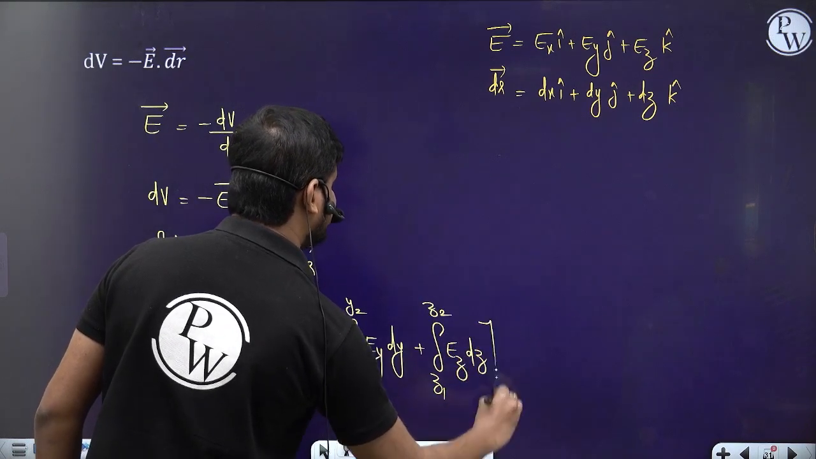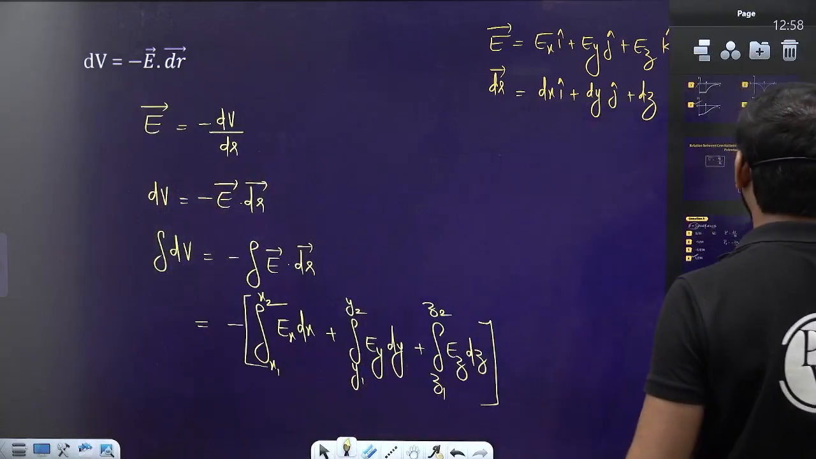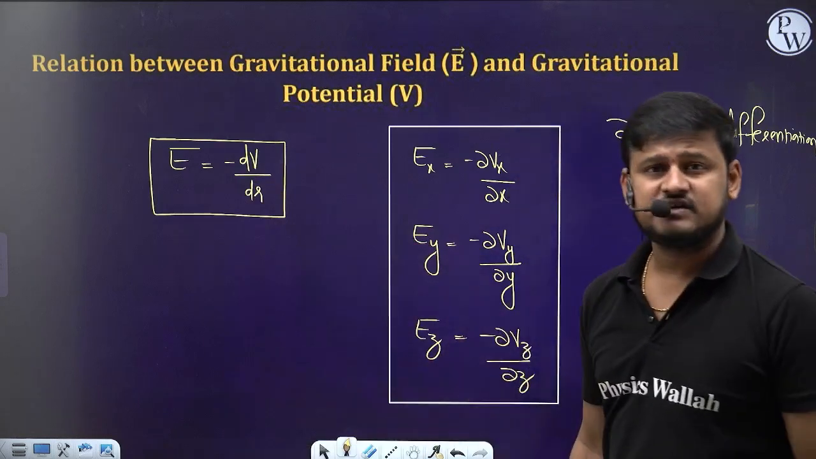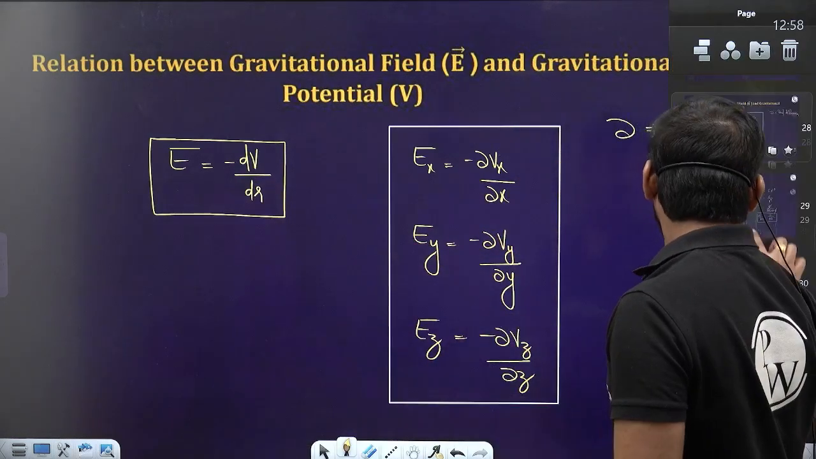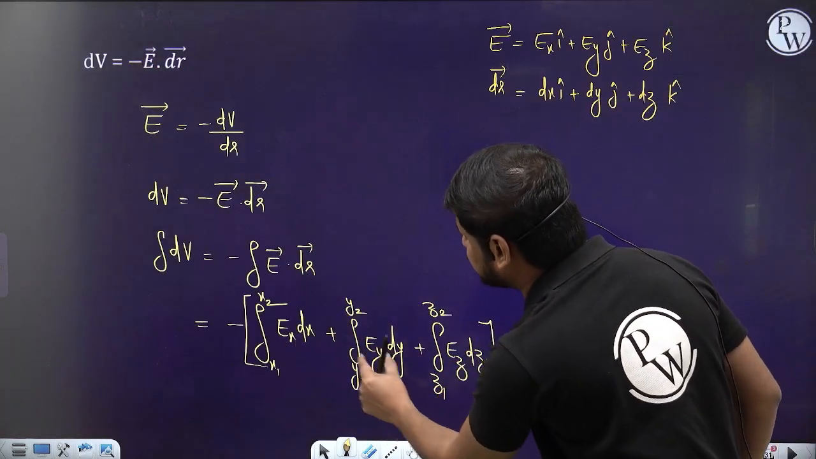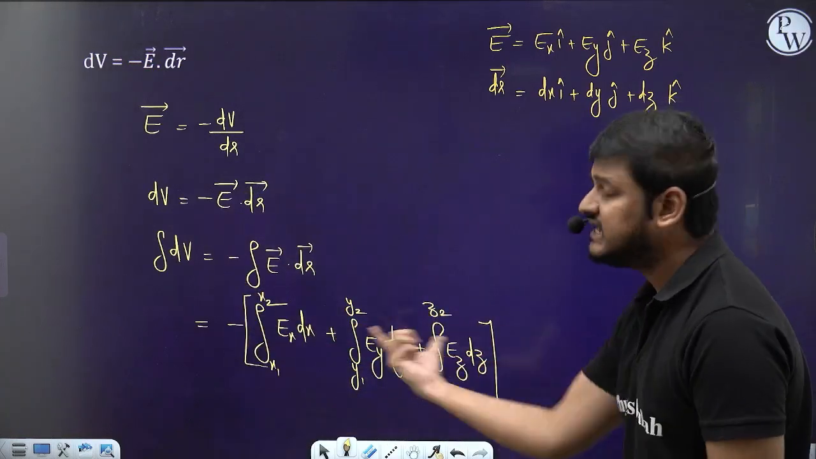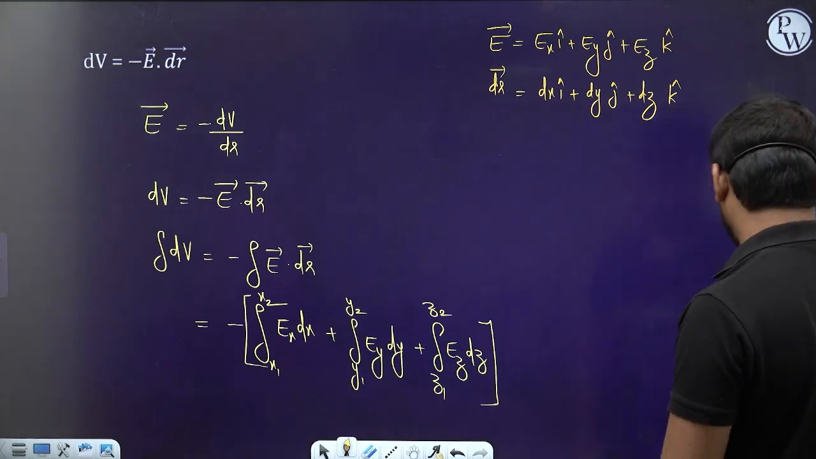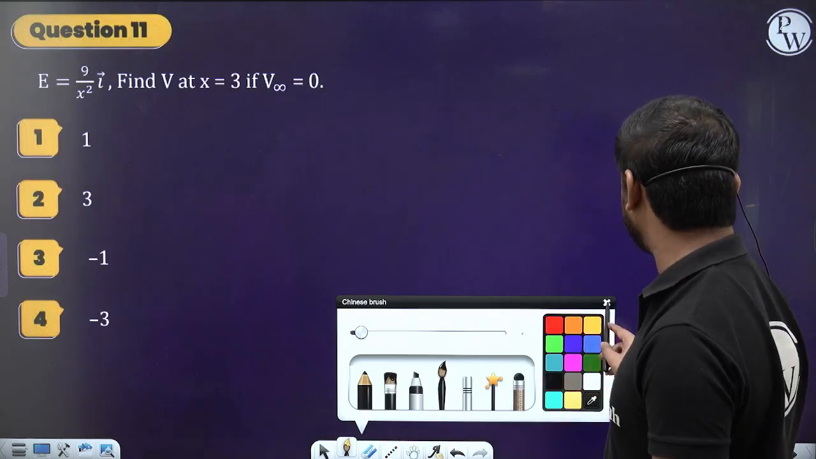So what's the understanding here? If the gravitational potential is given and we have to find the gravitational field, just differentiate. And if the gravitational field is given in x, y, z, and we have to find the gravitational potential, simply integrate, the reverse process. Okay, chalo. So here let's take one simple question. You can solve it easily.